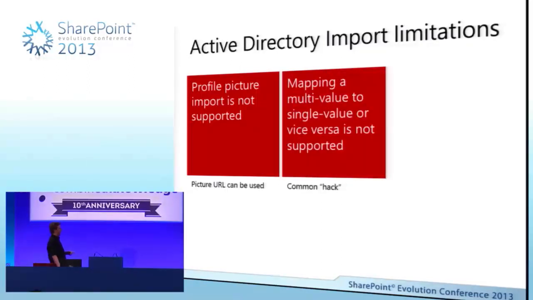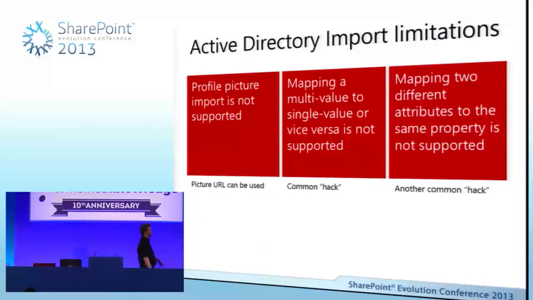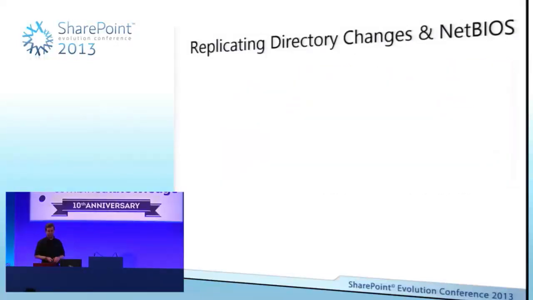We can't do funky hacks with multi-value attributes mapped to a single value property and vice versa. You might be wondering why would anybody do that, but it was a pretty common customer configuration. Similarly, we can't have two different attributes going to the same property. Neither of those are a good idea, so we just don't allow them in Active Directory import mode.